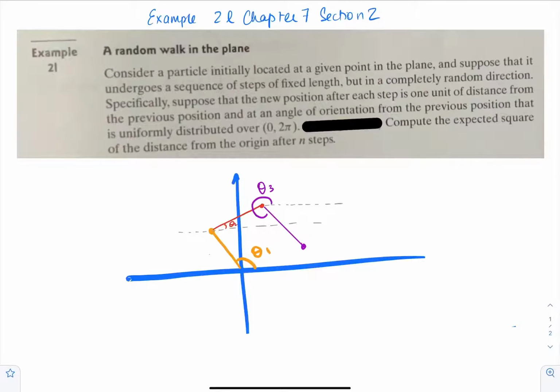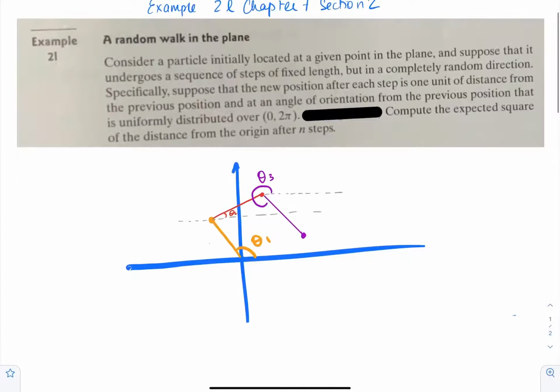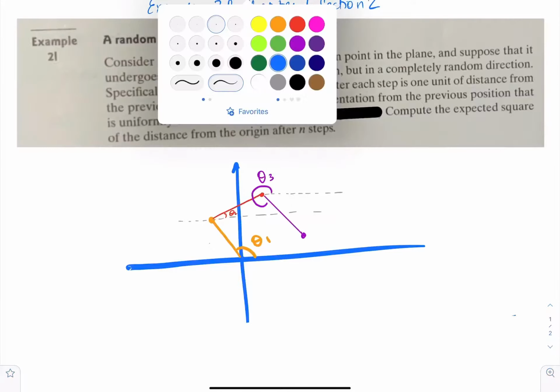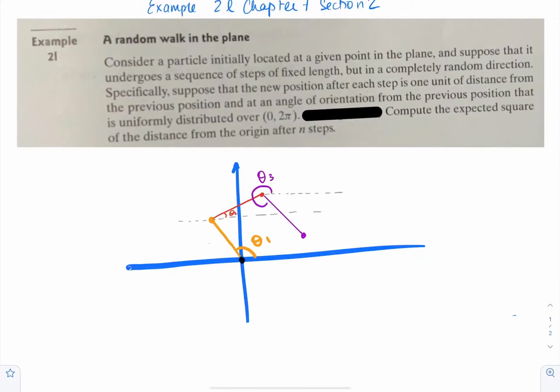It doesn't say in the question, but when they're saying compute the distance from the origin, they mean the initial position. So you can say, let's start your walk at the origin. Okay? All right, so here we are. I've drawn a little picture to depict this. We're starting first at this origin, okay?